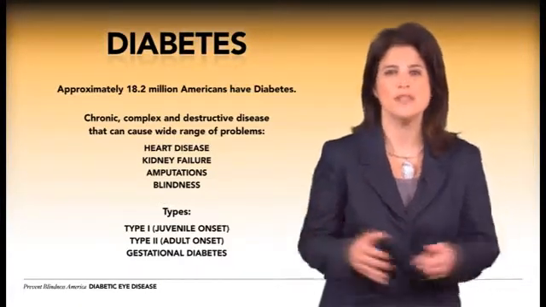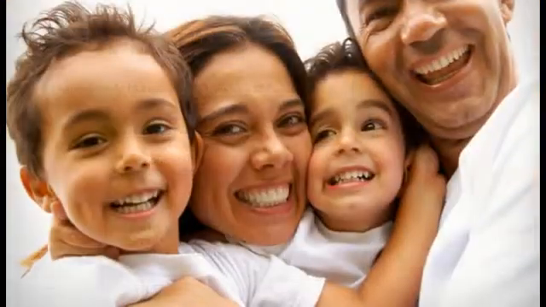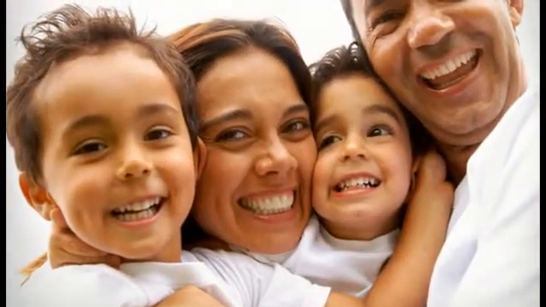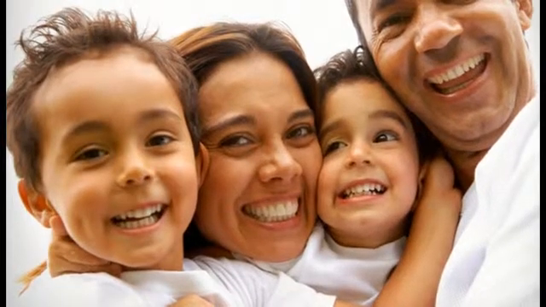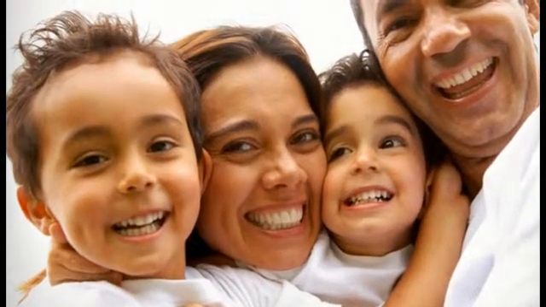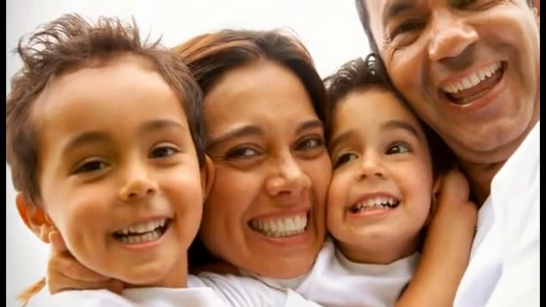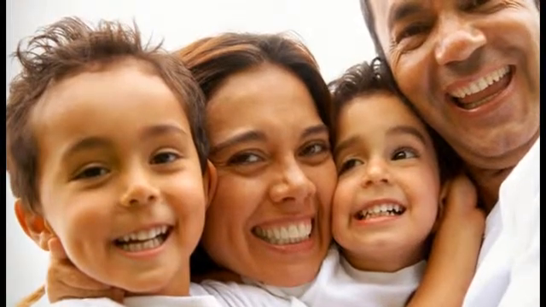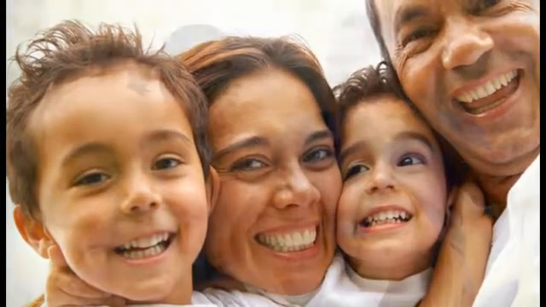There are three types of diabetes. The first is type 1, juvenile onset. This form of diabetes is usually diagnosed in children. It occurs when the pancreas is unable to produce insulin, an essential body requirement.